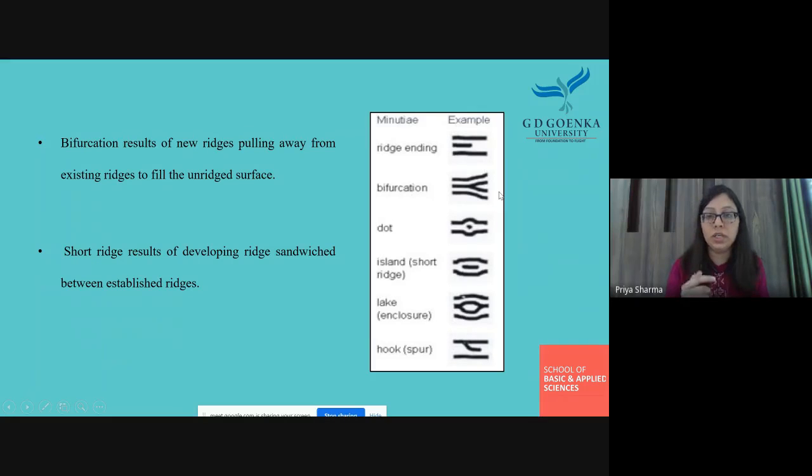This one ridge is opening into two ridges, and why is it so? Because the normal pattern will be plain ridges, but due to developmental noise, your ridges undergo pulling and pushing by various forces. They will lead to the formation of bifurcation. If ridges are sandwiched between the established ridges, it will lead to the development of a short ridge. So this is how so many ridge characteristics will be introduced.